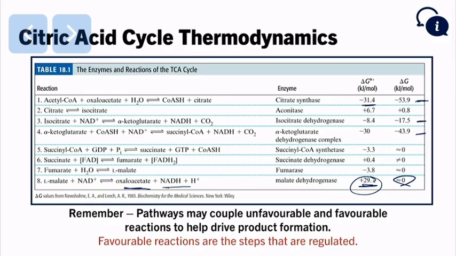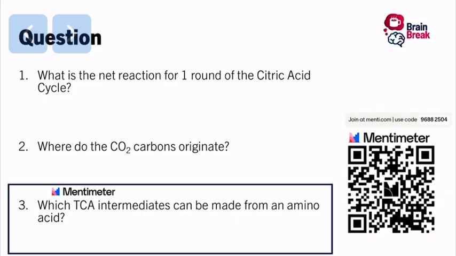Also note that those favorable reactions are the steps that are going to be regulated. We're going to come back to this in a few slides, so think about which steps will be regulated here. Trying to summarize this, what is the net reaction for one round of the TCA cycle?